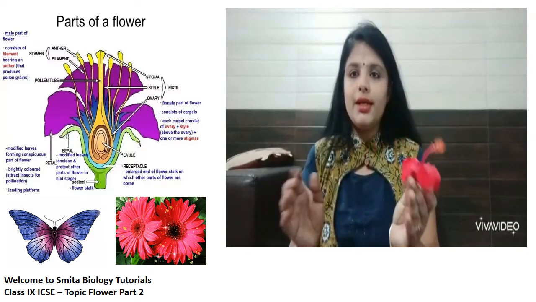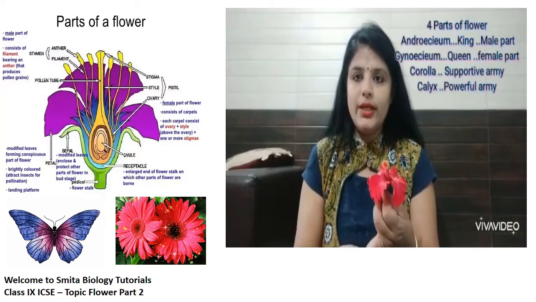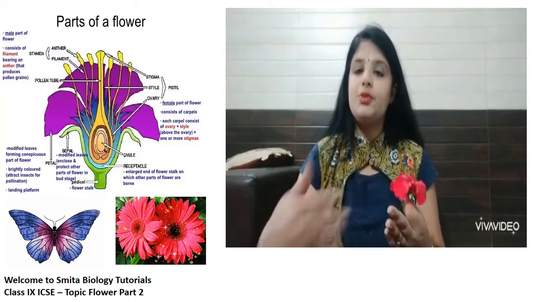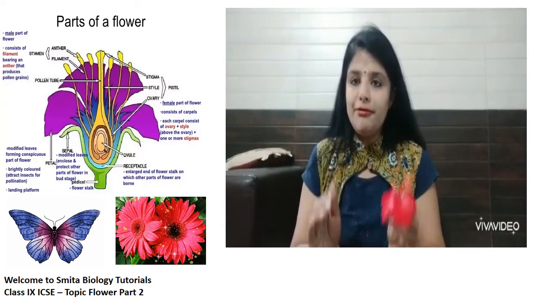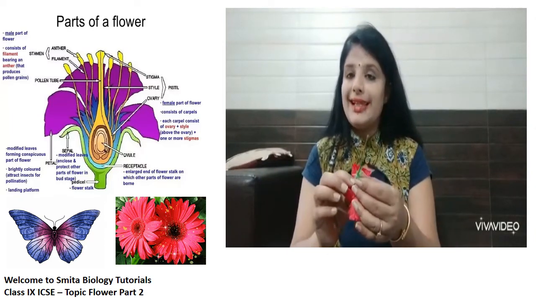Like in a kingdom, there are 4 major roles. One is the king, one is the queen, then another is the army, and then another army which protects the kingdom from outside. In a similar way, in a flower there are 4 parts. The outermost whorl is known as calyx.